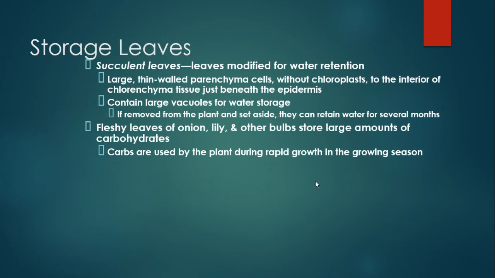So now we have storage leaves, and if you've ever seen a succulent plant, they have big storage leaves. They're basically leaves modified for water retention. They're large, thin-walled parenchyma cells without chloroplasts to the interior of the sclerenchyma tissue just beneath the epidermis. They contain large vacuoles for water storage, and if removed from the plant and set aside, they will actually hold water for several months. So if you are ever stuck out in a deserty area and you see a succulent plant, you could actually use its leaves to get some water out of it.